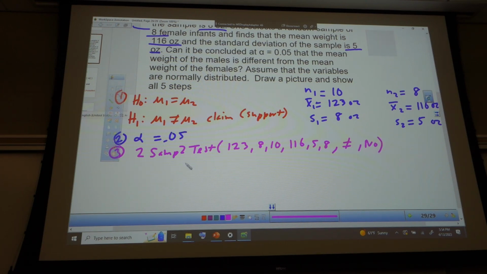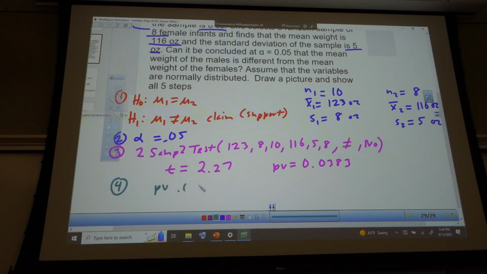And what did you all get for your t-score? 2.27. Point what? 2.27. And for your p-value? 0.03. Point what? 0.0383. Okay. Is that what everyone else got? Yep. Great.